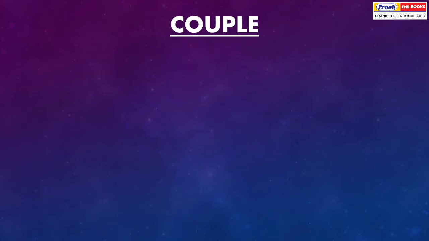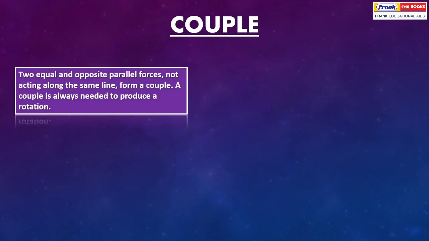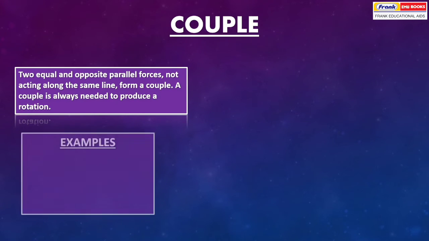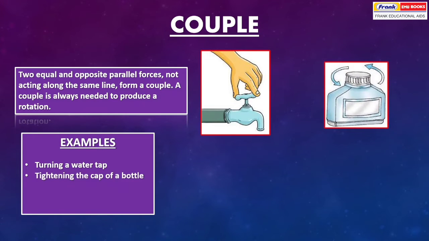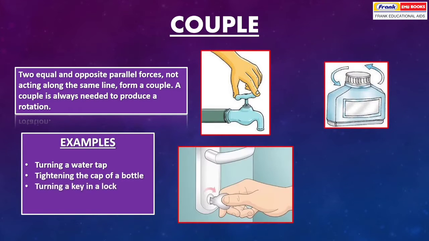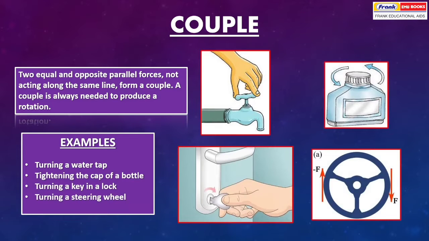Couple. Two equal and opposite parallel forces not acting along the same line form a couple. A couple is always needed to produce a rotation. Examples: turning a water tap, tightening the cap of a bottle, turning a key in a lock, turning a steering wheel.